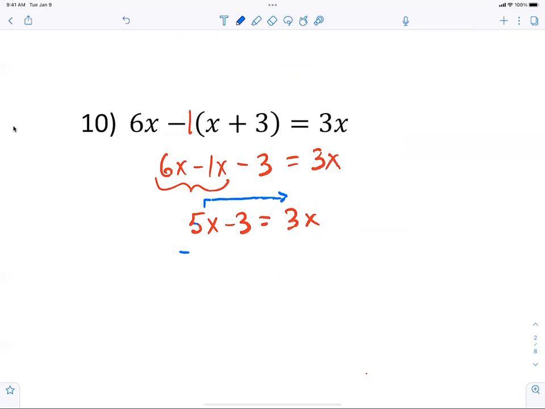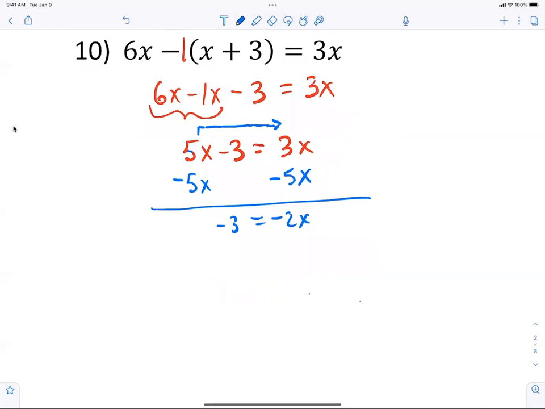So minus how many? Good. And now what do I do? But two negatives make a what? Positive. Still good. All right, you're not saying much again. So x equals 3 over 2. Everybody's happy with that?